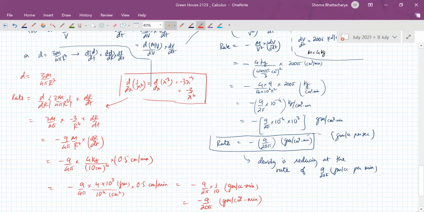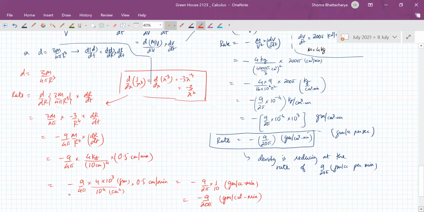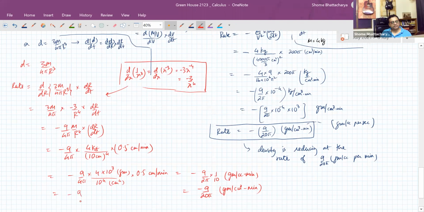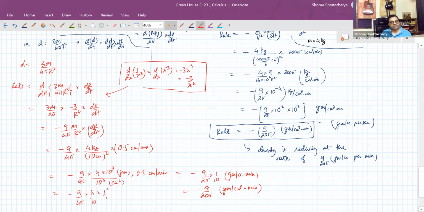Sir, at the second last step, you wrote into 0.5, then afterwards, into 1 by 10. Oh, actually, I'll tell you what I've done. I've written 0.5 as half, and then I've solved everything. So the 4 and 4 I've cancelled, and then this I've cancelled. So there's a 10 in the denominator, and 0.5 I've just written as half. And then I just put the units: gram upon centimeter to the power 4, but into centimeters. So that's how.